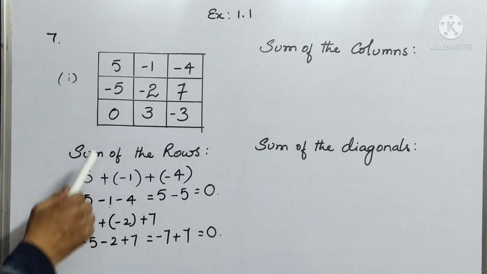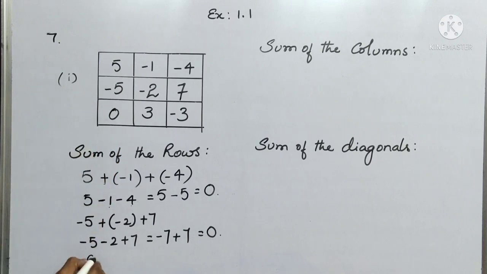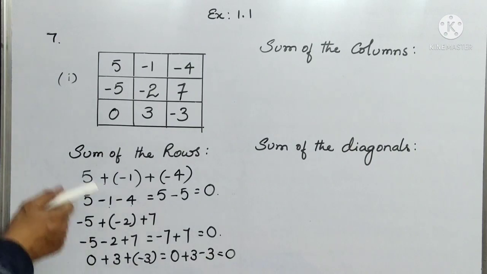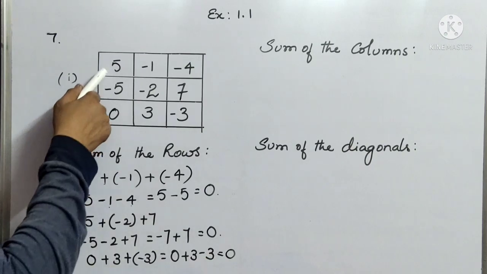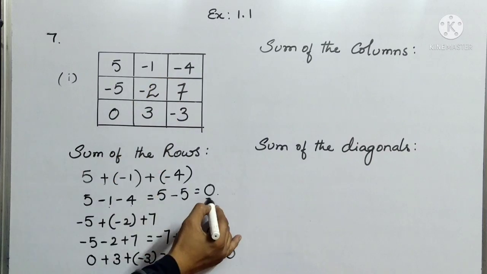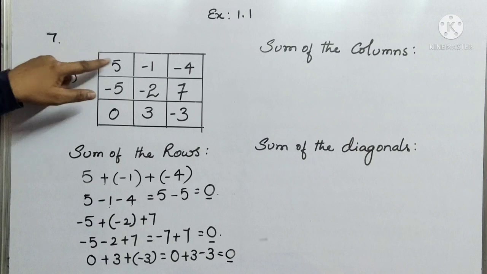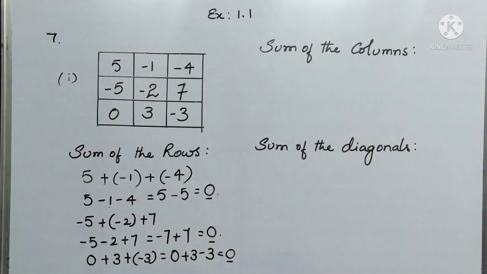Next, go with this. 0 plus 3 plus of minus 3 equals 0 plus 3 minus 3. So 0 has no value. Now 3 minus 3 is 0. That means if you clearly observe, all the rows got the answer 0. Observe here, all the rows you got the answer 0.